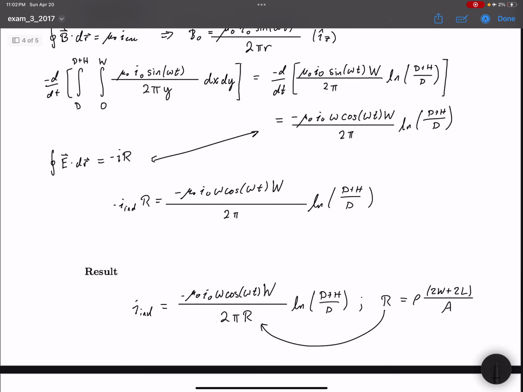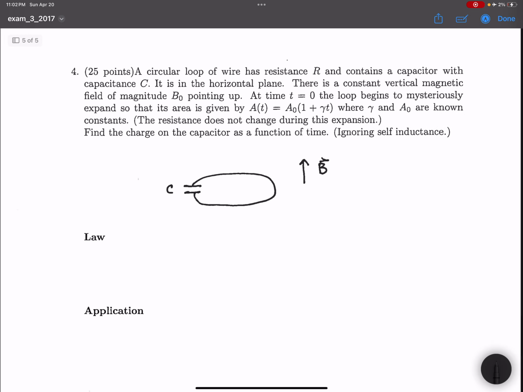Fantastic. Next question. This is one of the Diffie Q questions on this exam. Guaranteed. So let's take a look here.